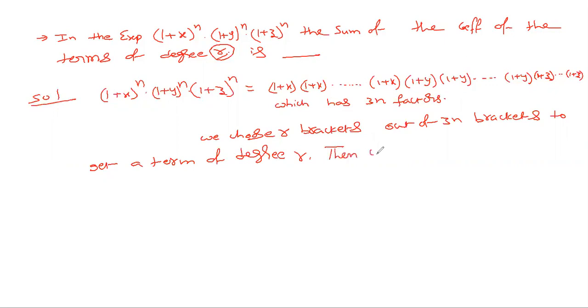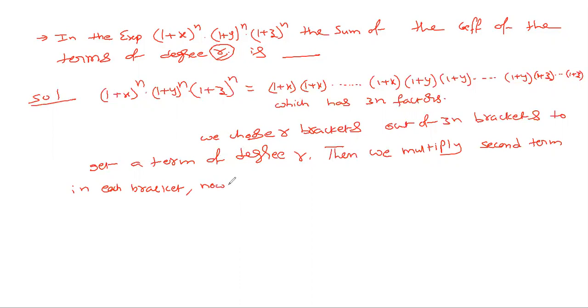Then we multiply the second term in each bracket. Now, the number of terms each having coefficient is 3n C r. Then we multiply the second term in each bracket, then you will get a term with degree r.